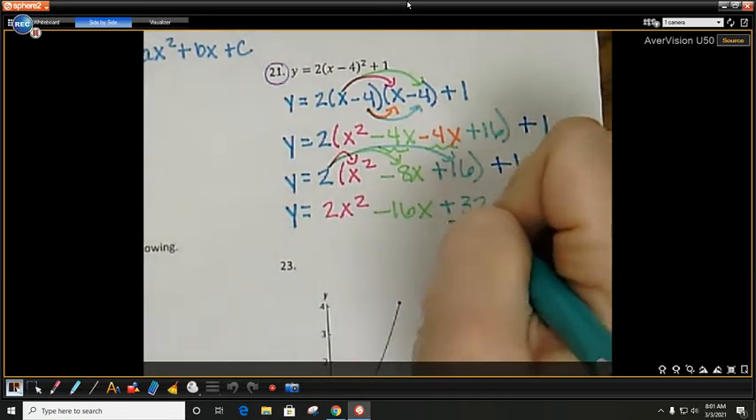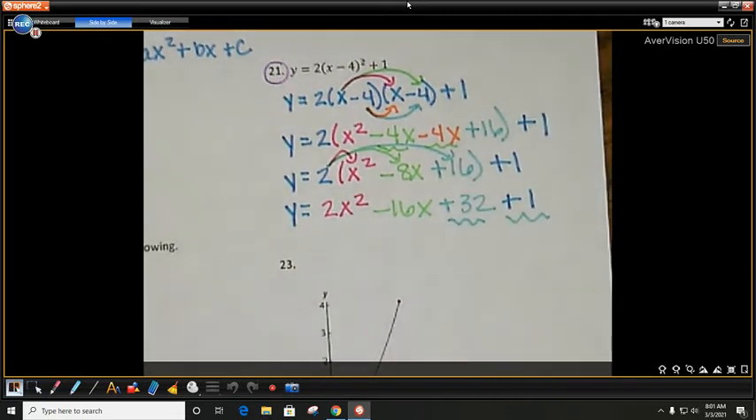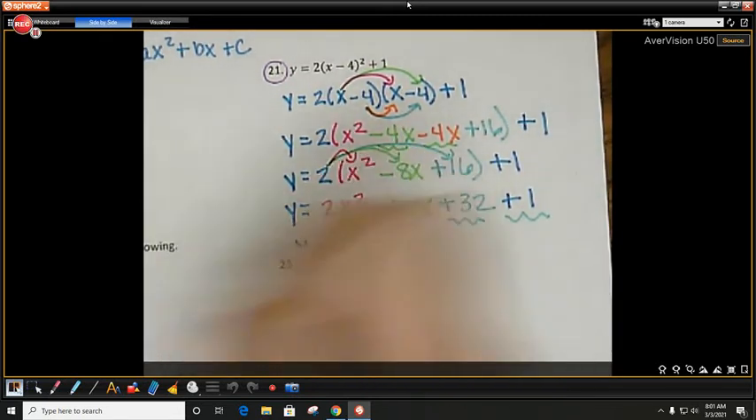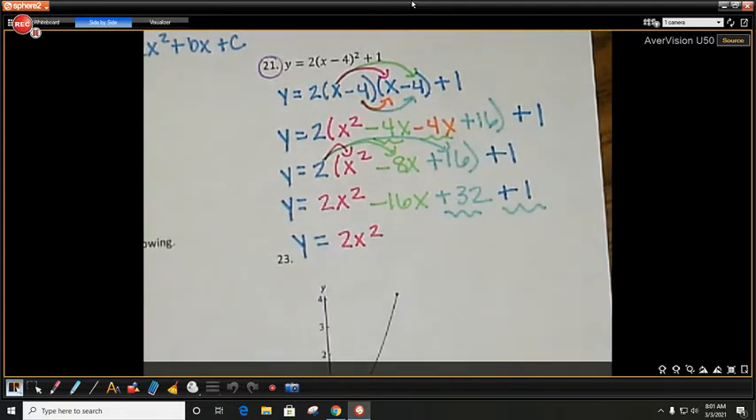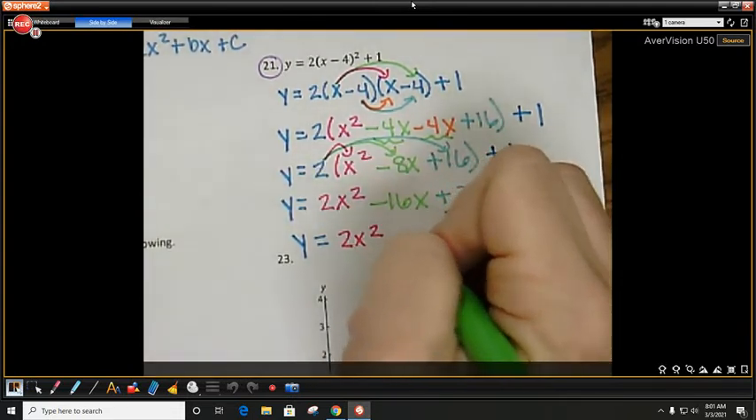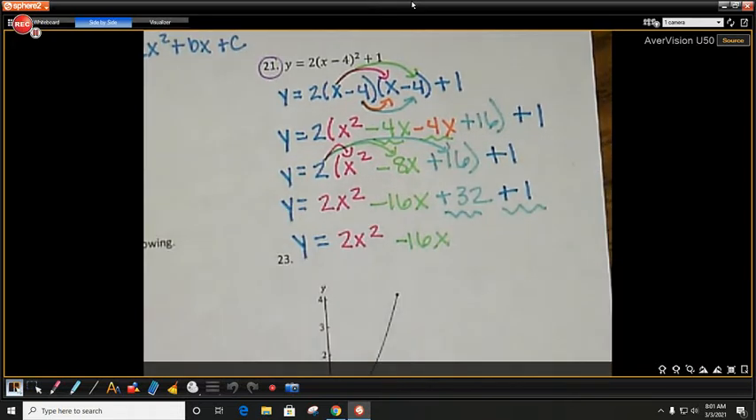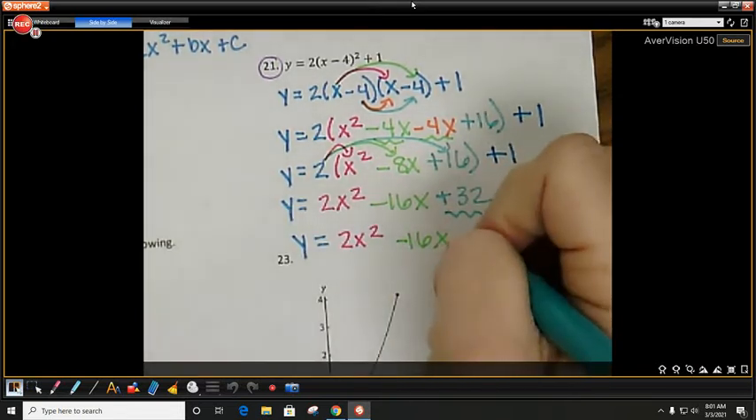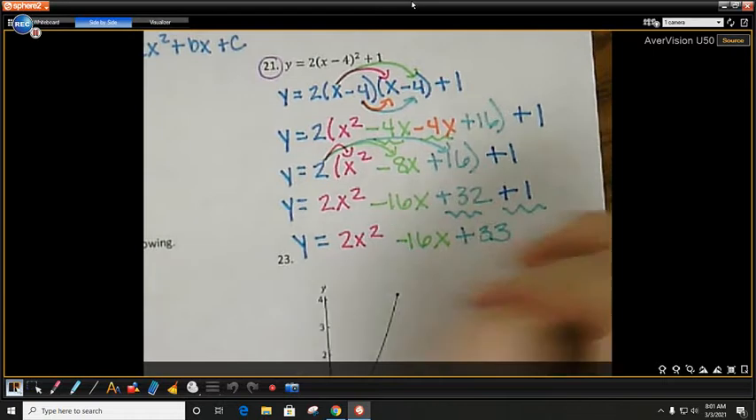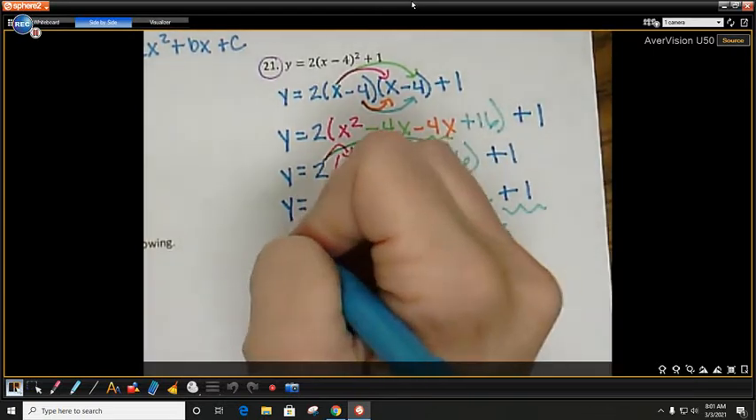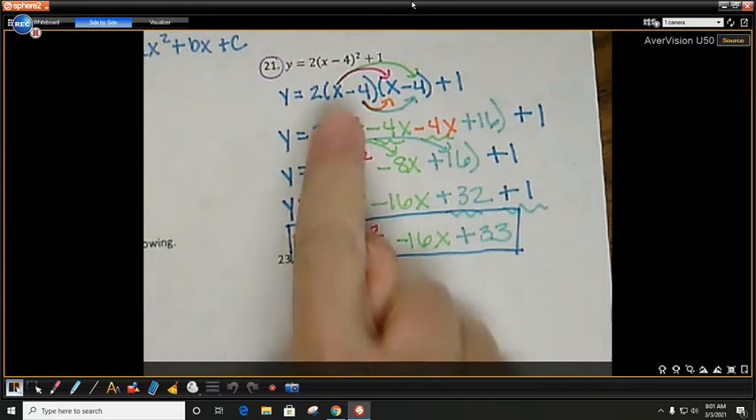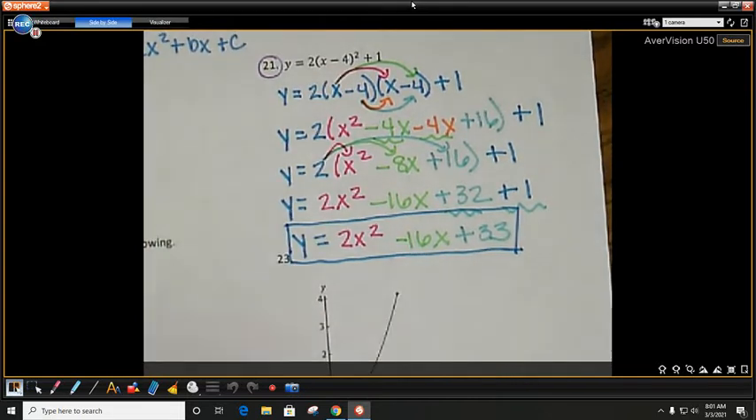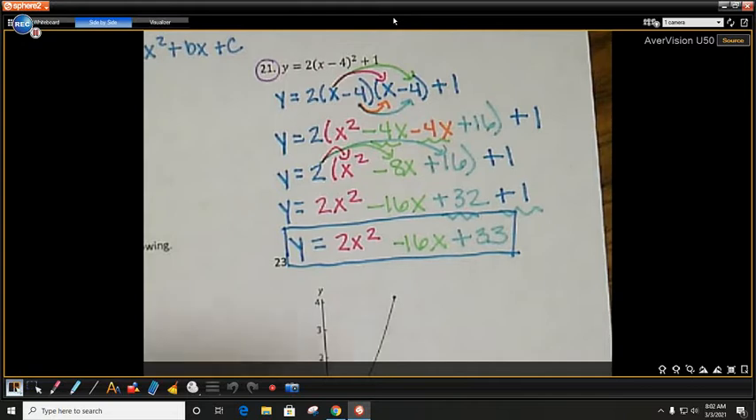But now we have these 2 that are like terms. So we have one more step. Y equals 2x squared minus 16x plus 33. Now, a lot of these on your test, you can check yourself. These should be the same functions. These 2 are the same functions. This isn't vertex form, this is in standard form, but they're both representing the same function.